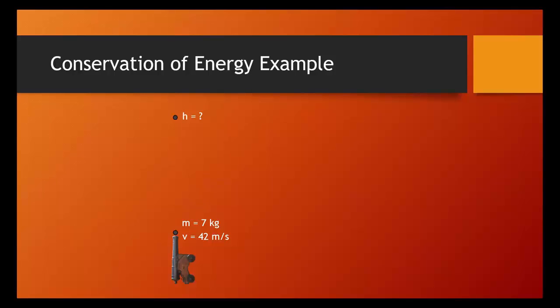Let's write out the equation for the total energy of the cannonball just after it leaves the cannon. So we have ET equals PE plus KE. Well, the cannonball hasn't really risen yet. Let's say that the potential energy is 0. The kinetic energy would then be 1/2 mv squared. If we substitute in the 7 kilograms and the 42 meters per second, we find that the total energy of this cannonball is 6,174 joules.